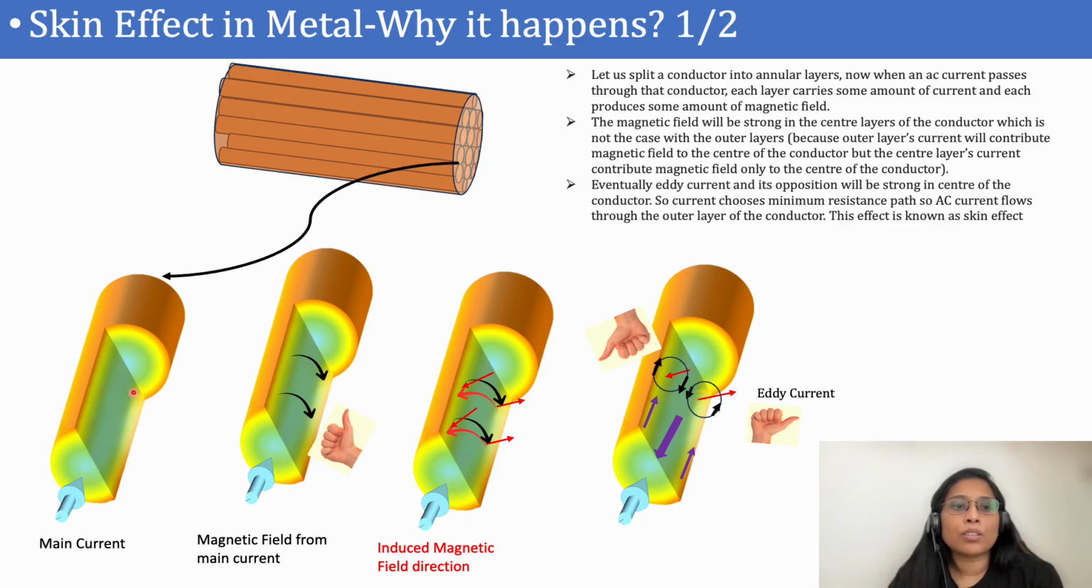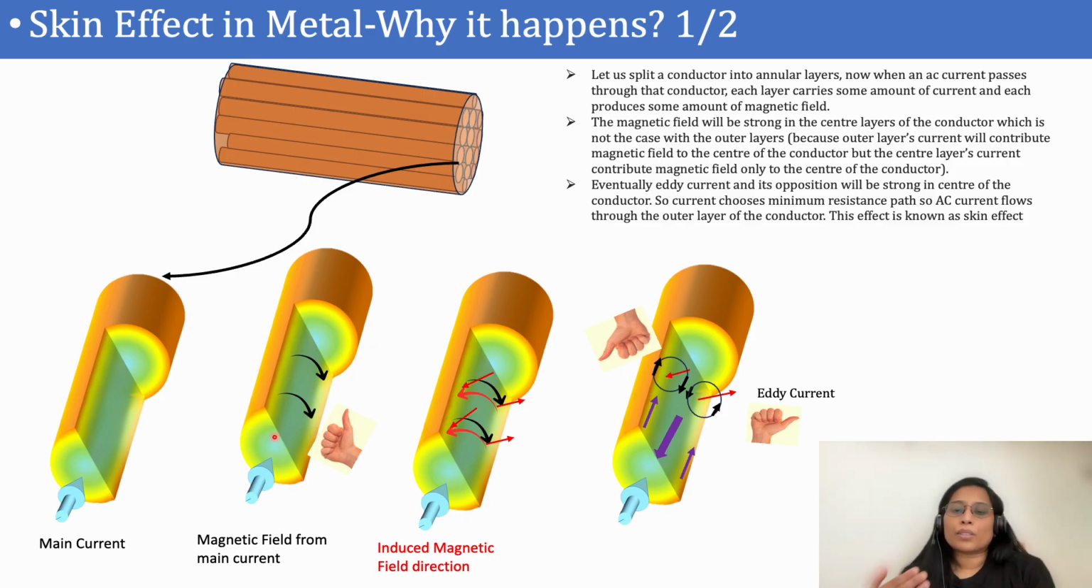I have cut some portion of this conductor to show how this magnetic field is varying and how the induced current is produced inside that. So let's see, the current is passing in this direction through the conductor. Because of this current, as it is alternating current, it will produce the magnetic field. So using the right hand grip rule, we can see the direction of the magnetic field. Here we can see that it will be coming out from this direction and it will be going out at this point.